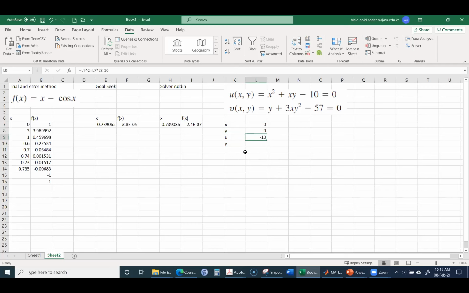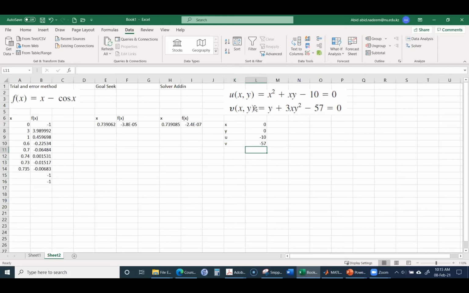x square plus x times y minus 10, okay? And then the value of v will be equal to y plus 3 times x times y square minus 57. So I have input the values. It is obvious that for 0 the values are minus 10 and minus 57 for these functions.